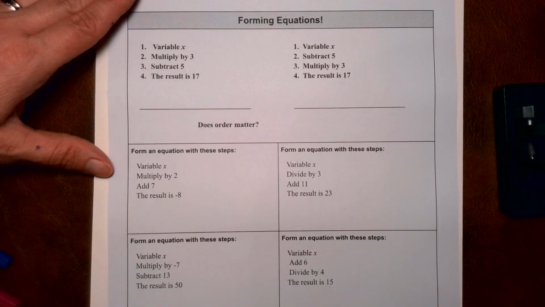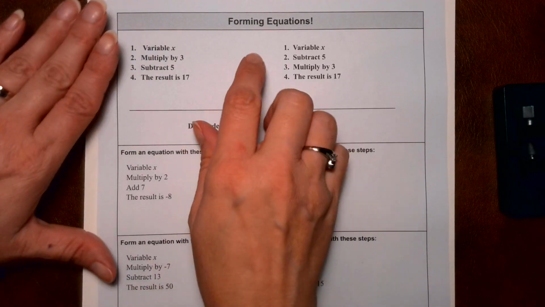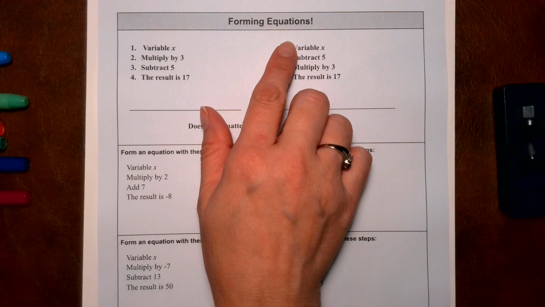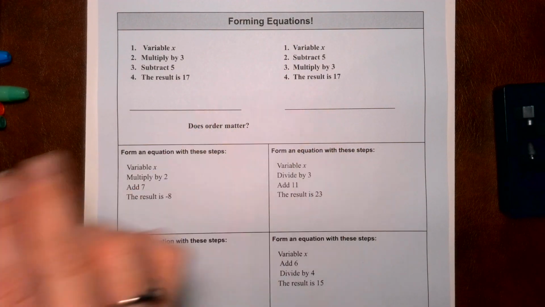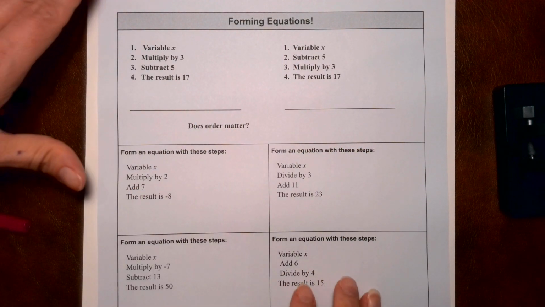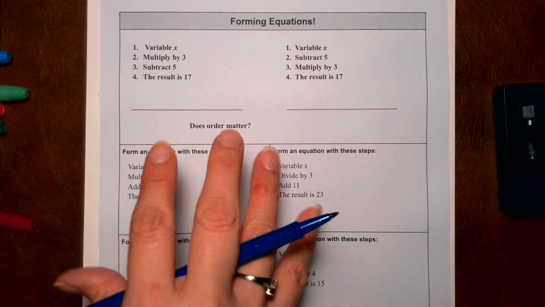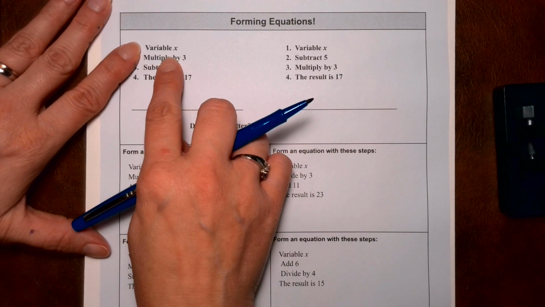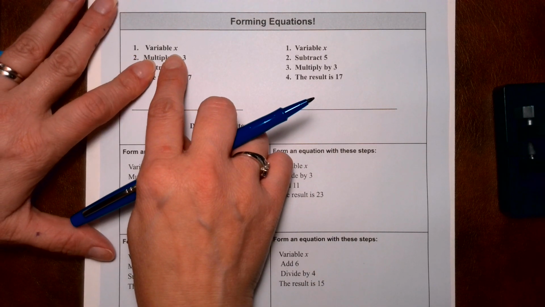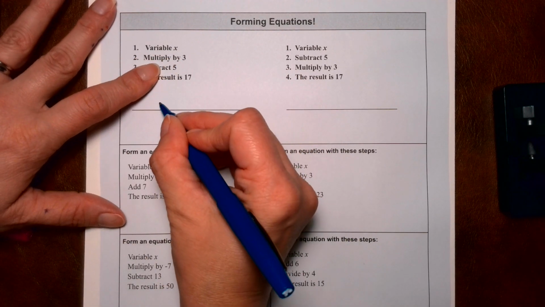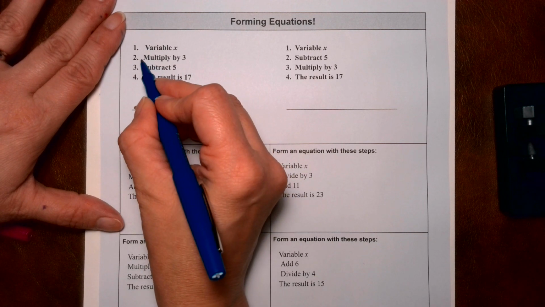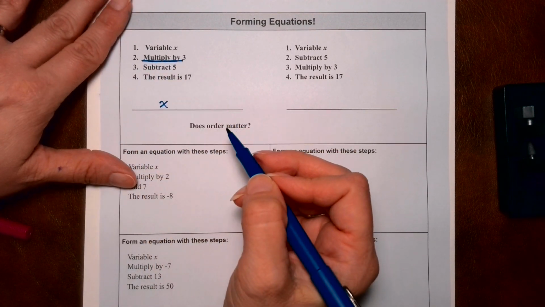Okay, let's talk about something just a little bit new. And that's forming equations. So how do you make an equation? Let's take a look at these two things right here. The first thing we have is variable x. Variable x has to get multiplied by 3.